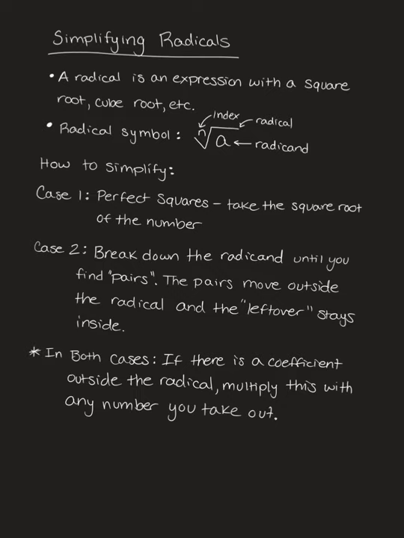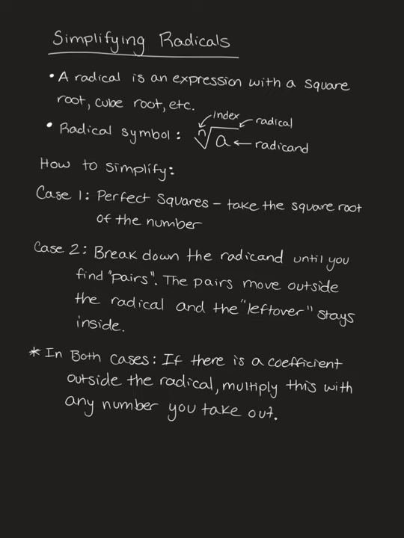So first off, a radical is an expression with a square root, a cube root, a fourth root, anything like that. The radical symbol is what looks like this division sign here. That is the radical. The number inside is called the radicand, and then sometimes there's a little number in the corner of that radical symbol. We call that the index. If there is not a number there, then your index is 2, which means that it's just a square root. Okay? So here's how you simplify.